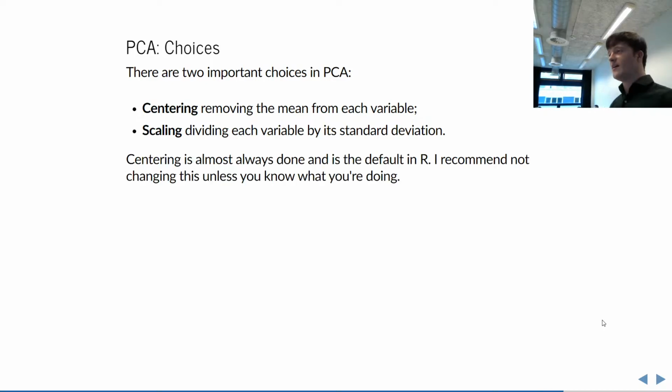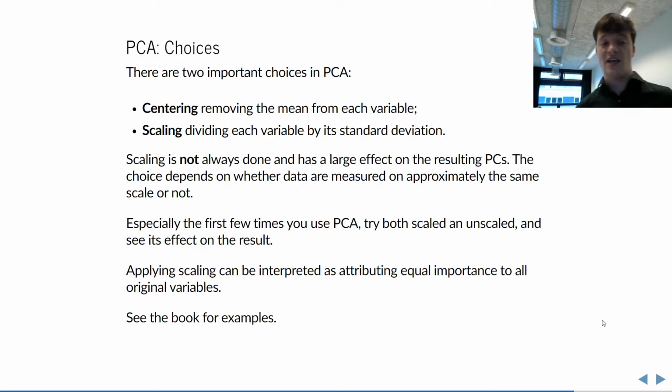Well, centering, for the purpose of this course, is always done. There are fringe cases where you don't want to center, but in almost all cases you do want to center because the result is more difficult to interpret when you don't. So just remember that you should always center your data for PCA. There is an option to turn it off, but unless you know what you're doing, leave it on. Scaling is a different story. Whether you scale or not has a really large effect on what your principal component analysis will look like, and also how you can interpret it.